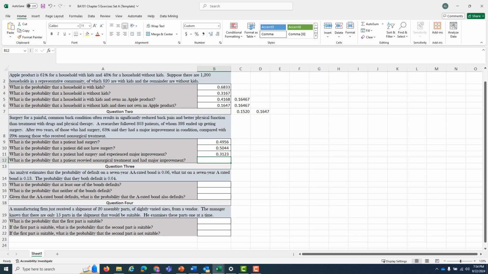Last one we have is what is the probability the patient received non-surgical treatment and had major improvements? Well, what percent of people in this case would have had non-surgical treatment? We've got that, 0.5044. And of that grouping, only 29% showed that they had a major improvement in their condition. So I don't need to mess around like I did up here because I have the exact number that I'm looking for. I can just multiply that 0.5044 in cell B10 times the expected percentage of major improvement, which was 29% for people who had the non-surgical treatment. And that comes out to 0.1467.